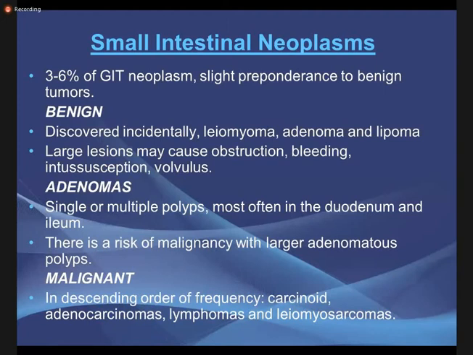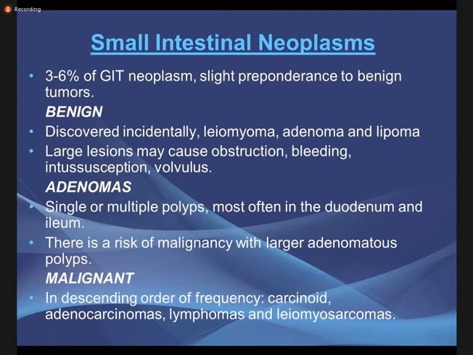Leiomyoma is a benign tumor of smooth muscle origin. So it may arise in the wall of the colon. Then adenoma, we have discussed, it is a polypoidal, finger-like projection of glandular epithelium. And lipoma is a benign tumor of fat, fibroid adipose tissue. So these are the benign tumors which may present incidentally in the small intestine.